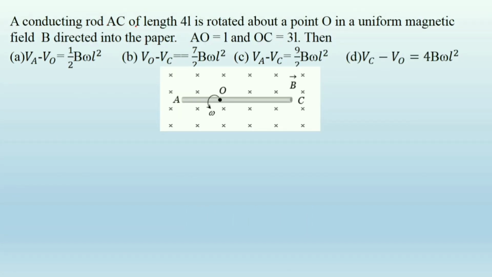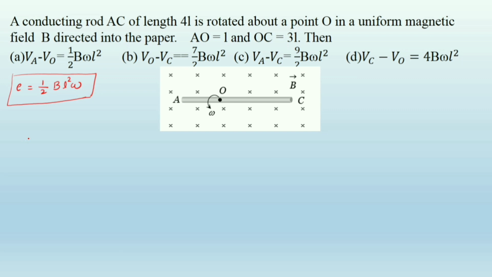A conducting rod AC of length 4L is rotated about a point O in a uniform magnetic field B directed into the paper. Length of AO is L and OC is 3L. In this uniform magnetic field, this conducting rod is rotating with angular velocity omega. So we can choose the relation E equal to 1/2 B L square omega. This is the suitable equation to calculate the value.